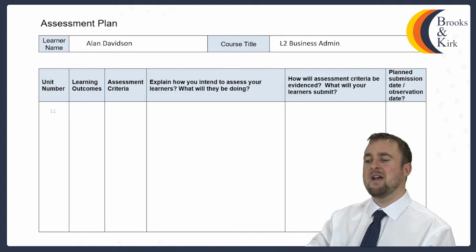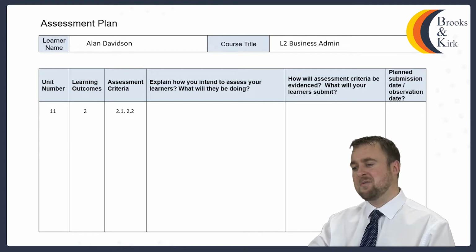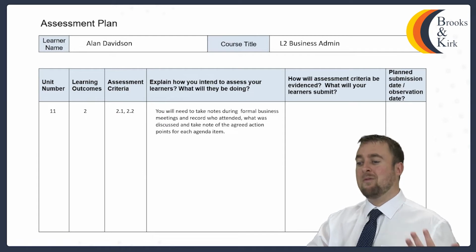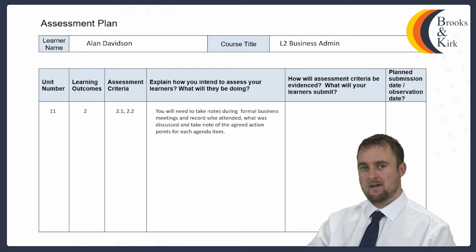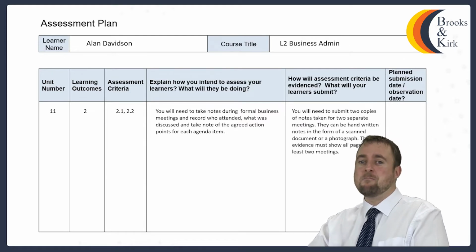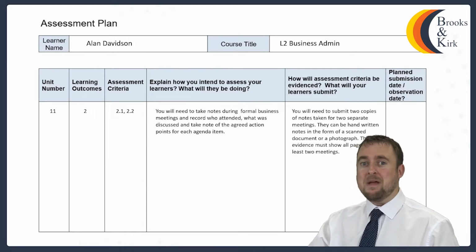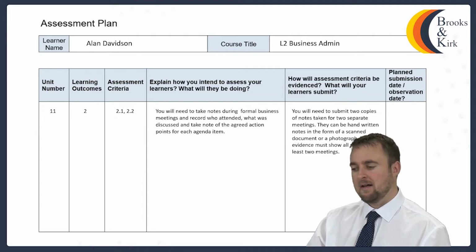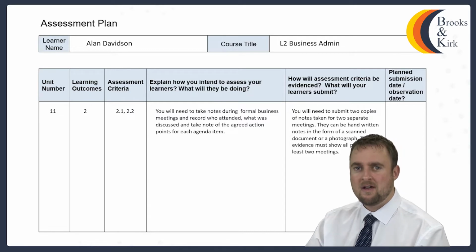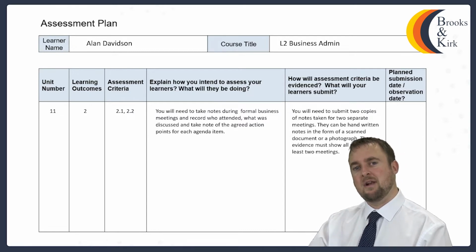Because in here we have things like the unit number, outcome and assessment criteria. We're explaining to the candidate what we're requiring them to do in this activity, in this assessment, and then we're telling them what they need to submit to us for grading. It does have to be student friendly, of course. The target audience for this is your learner, so they need to be able to understand the language that you're using.